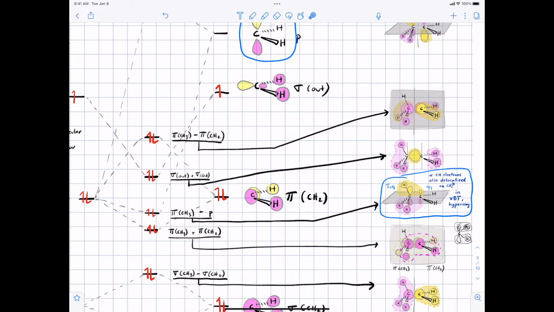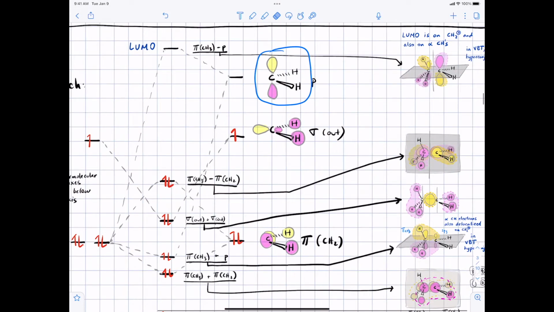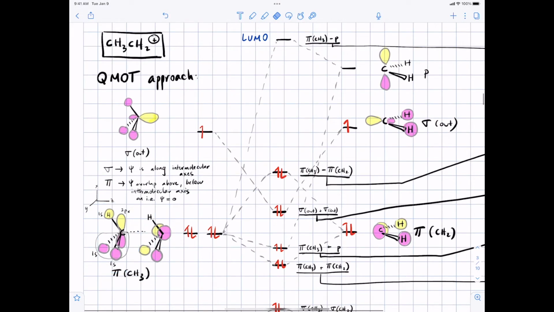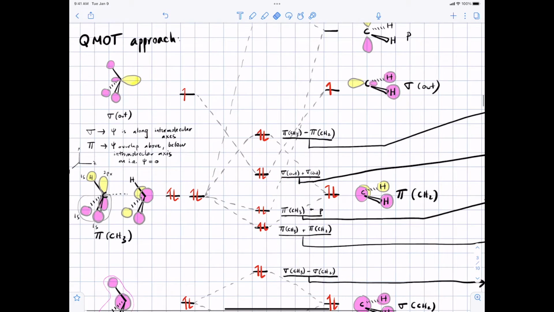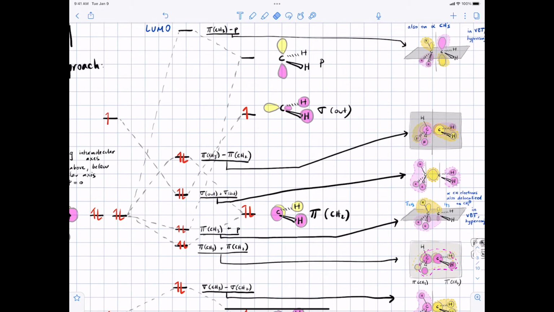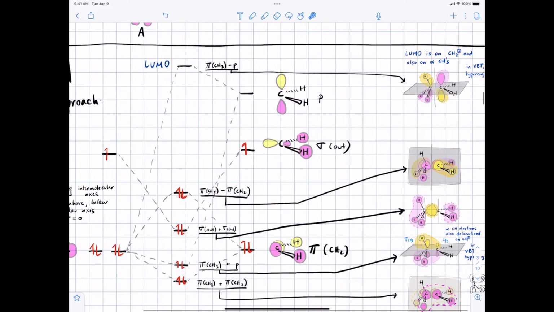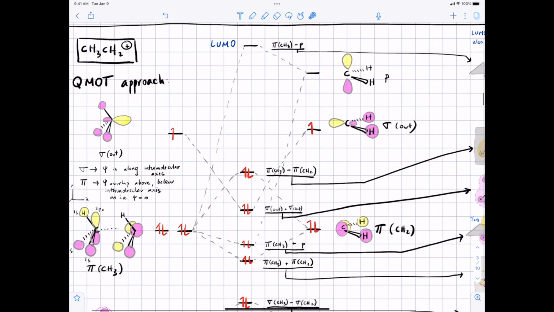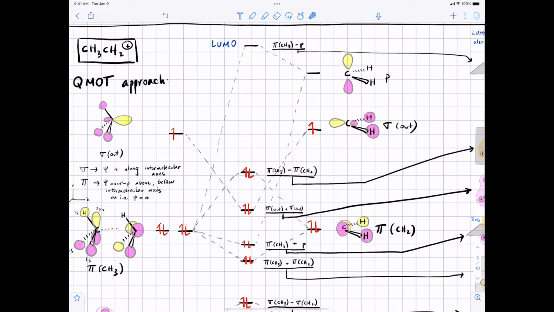All right. The sigma out, I don't know that we'll spend any time talking about, because that's exactly the same as we've done in previous situations. It looks very much like a sigma bond. I won't talk about the out of phase pi-pi combination, but I do want to talk about what the LUMO is. The LUMO is the combination of the p orbital here.